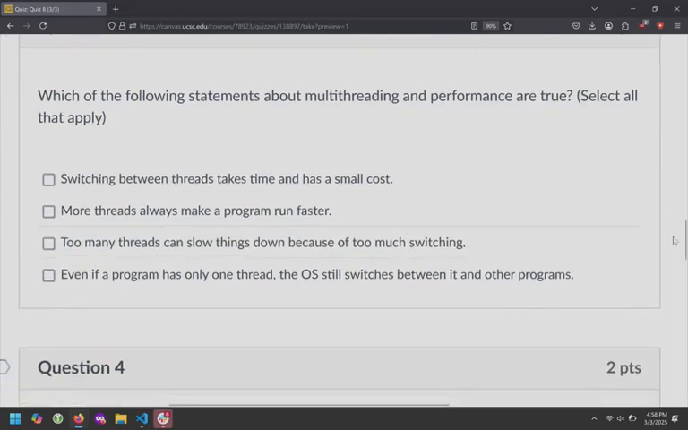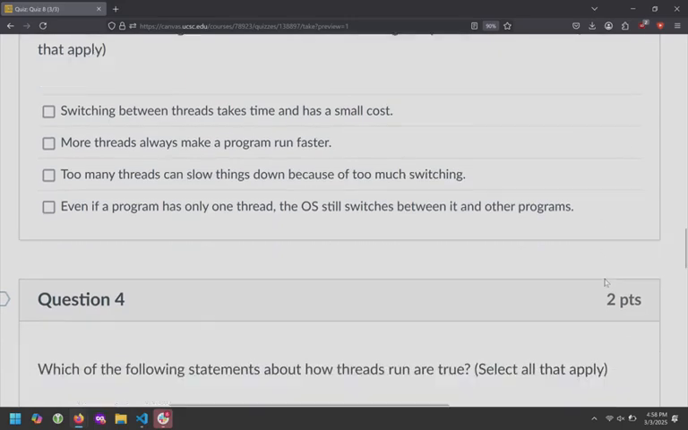Yeah, actually, yeah, okay. Even if a program has only one thread, the operating system still switches between it and other programs. Yeah, this is still true. Yeah, you could have a mouse driver that is running in parallel with a GUI application that is running in parallel with, I don't know, some virus that you have on your computer or something. It could all be running in parallel.